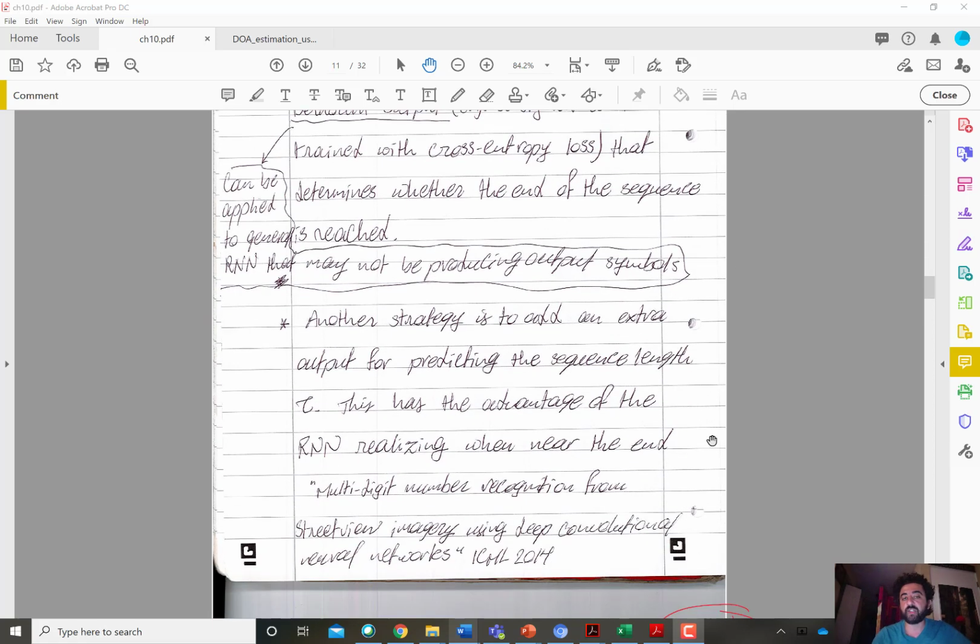Now, another strategy that has its own advantages is to add an extra output for the sequence length. So you predict the sequence length, and then you output the sequence. That has an advantage of realizing when you are near the end of the sequence, or when you are in the middle of the sequence, or when you are at the start of the sequence. So the recurrent neural network can leverage that to employ different mechanisms depending on where in the sequence we are.